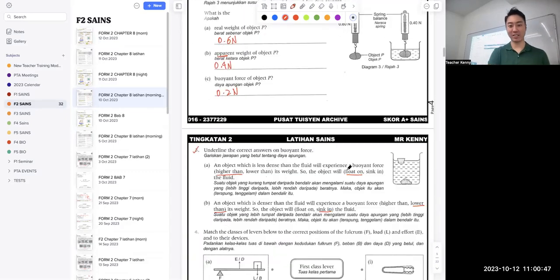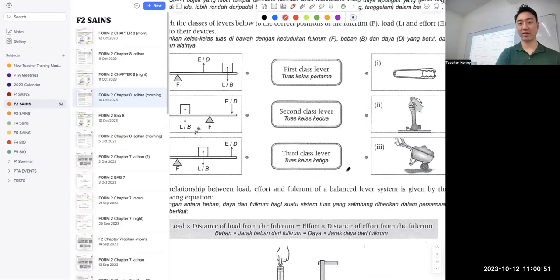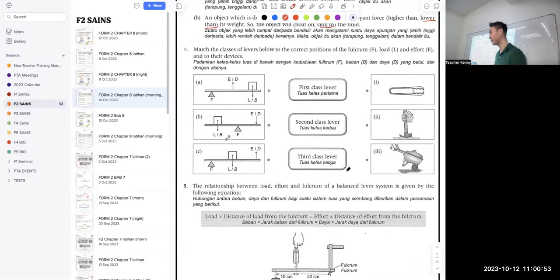Okay. Next up. Here, number 4. So can you identify the first, second, and third class lever?